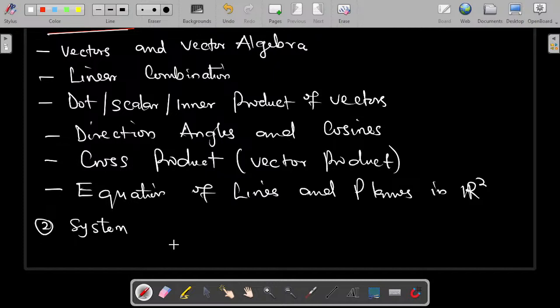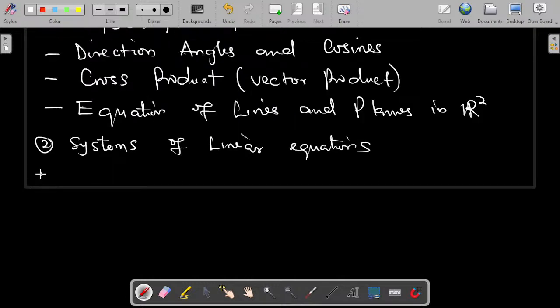Systems of linear equations. That's the second part. And under systems of linear equations, we are going to see many things, and after that we will see the third part, which is matrices. So these are the three major parts, not only two. So it's now clear.